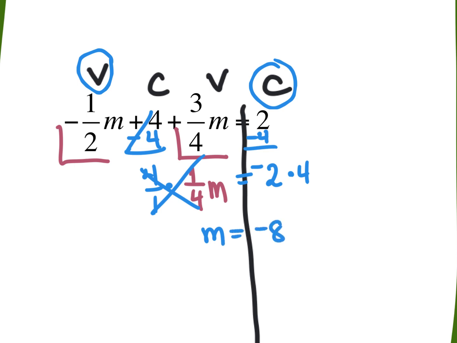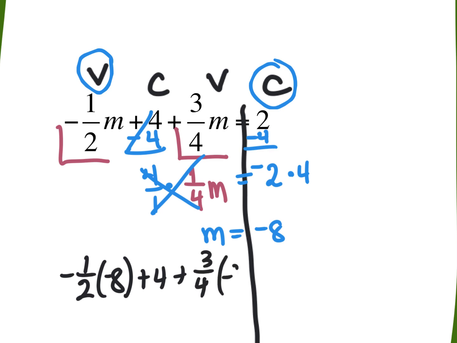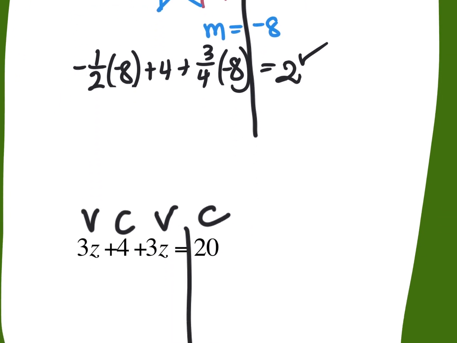Now I'm going to go ahead and check it. I haven't done that yet. So let's see. Negative 1/2 times negative 8 plus 4 plus 3/4 times a negative 8, and it should be the same as 2. Go ahead and pause. I'm going to pause while I check this to see if it's correct. Did it look good to you? It looked good to me, so it checks. Go on to the next one if you needed help with that one here.